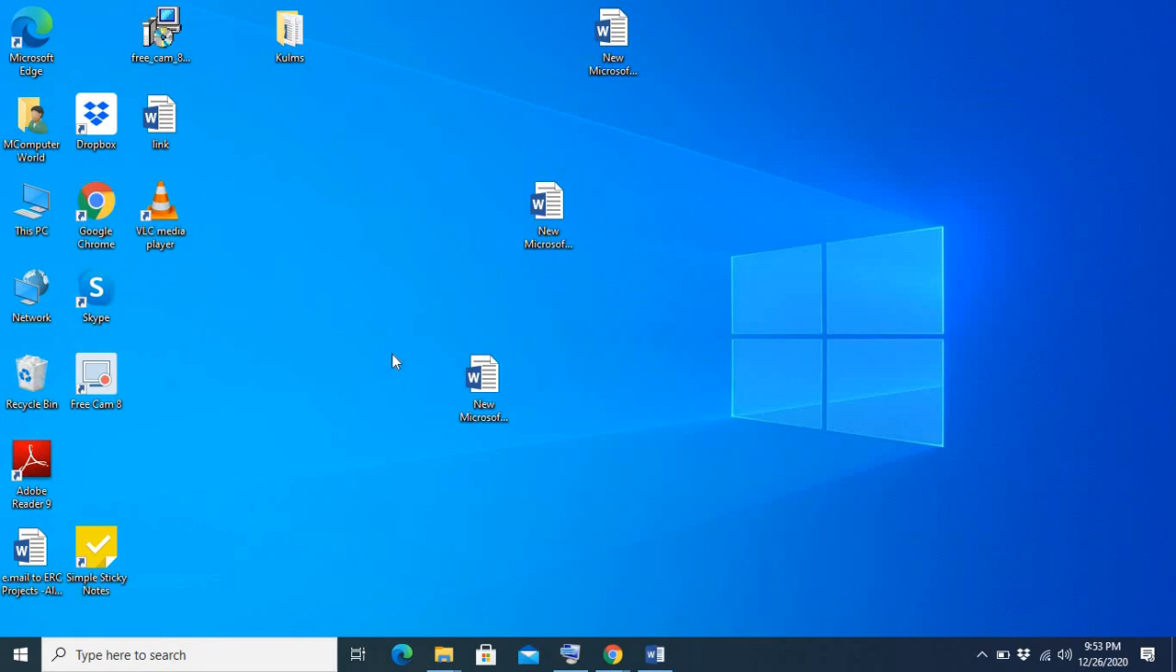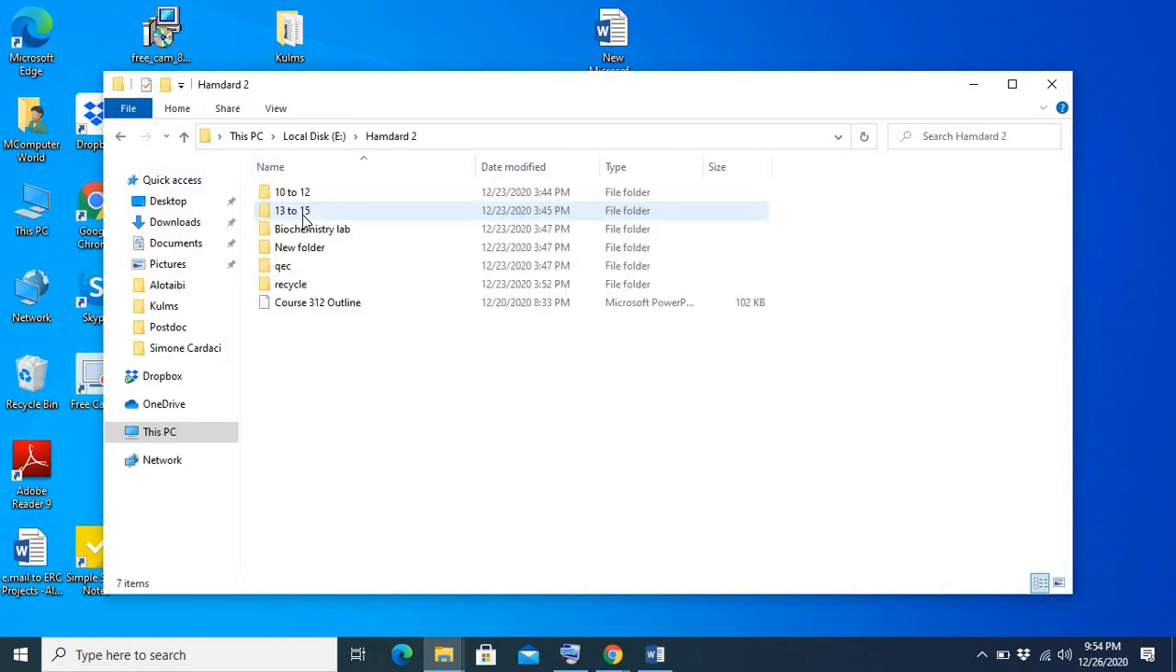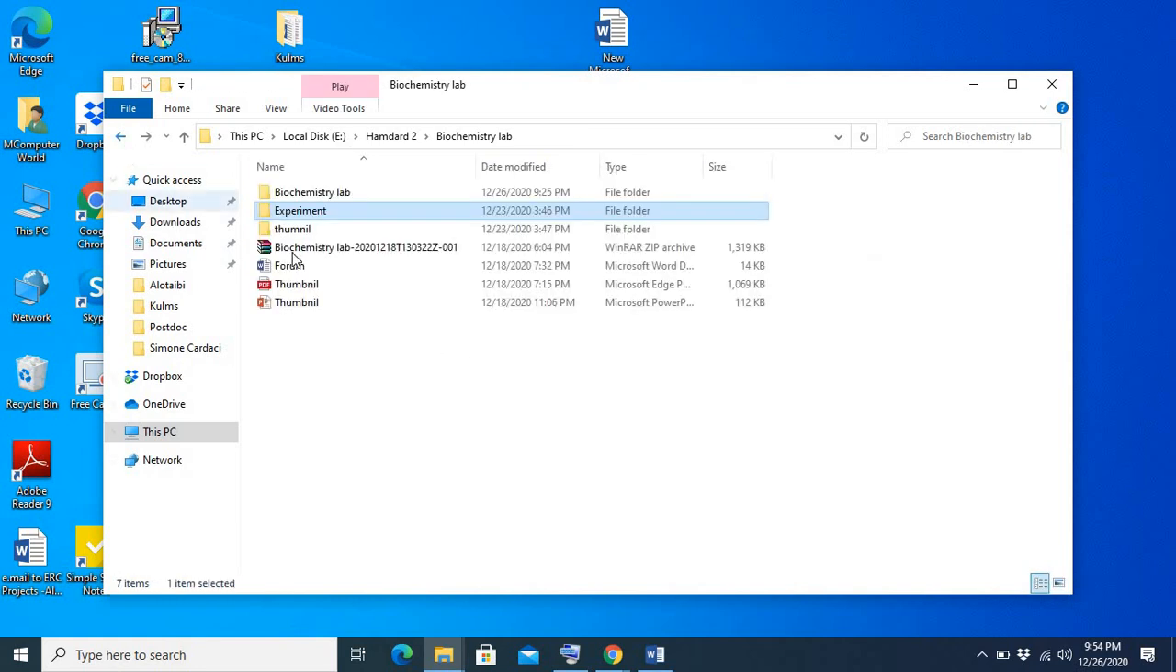So for understanding the experiment about the protein, we have to understand what a protein is. So first we are going to study about the introduction, and for this I have to open the introduction of protein.